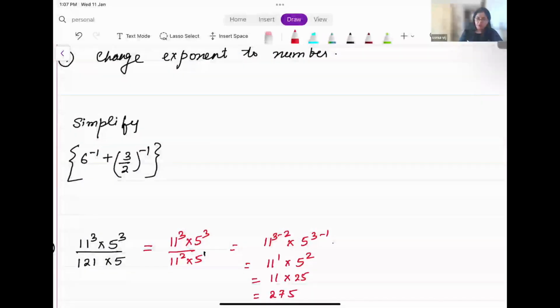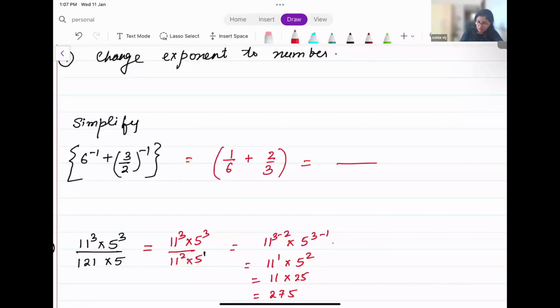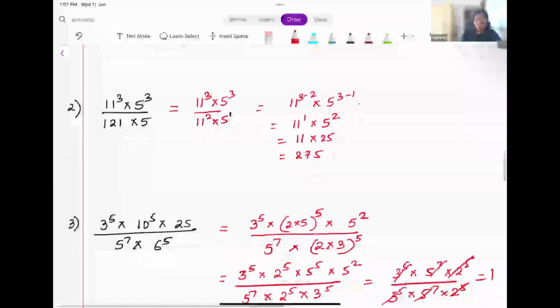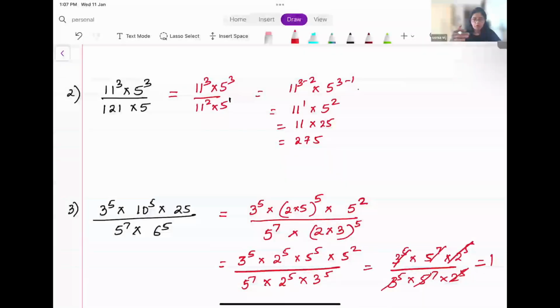So if you have to simplify this, the first rule is 1 upon 6 plus the negative power becomes 2 upon 3. Now there is nothing in exponents here. So we simply take the LCM 6, 1 plus 4, and the answer becomes 5 upon 6. That's the answer. So if you are given questions to simplify, there will be questions with negative power also to simplify. Okay, let's do one question based on negative power.